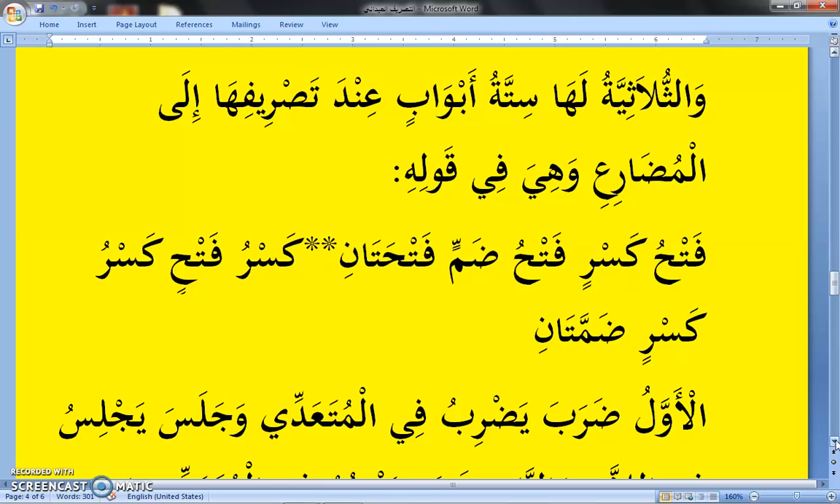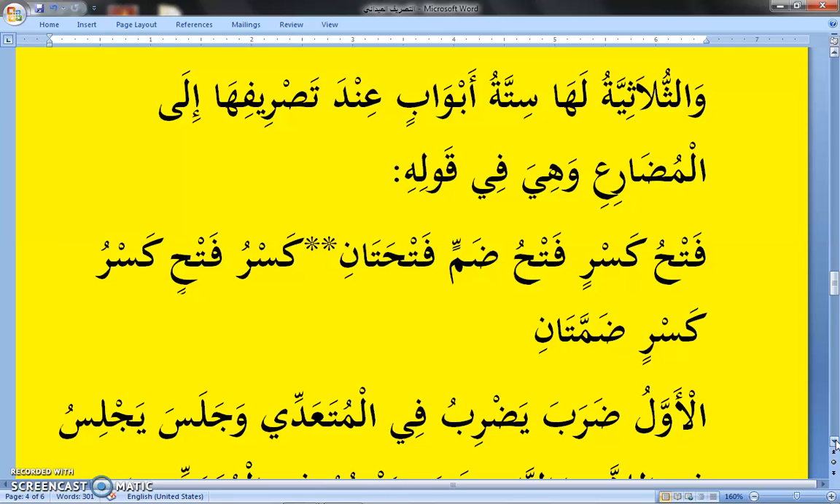والثلاثية, and the basic three-letter verb, لها 6 أبواب, has 6 chapters. فعل يفعل is a chapter on its own. فعل يفعل is another chapter on its own, عند تصريفها, while conjugating it. To conjugate a verb means to change the verb from Madi to Mudari, في تصريفها إلى المضارع.